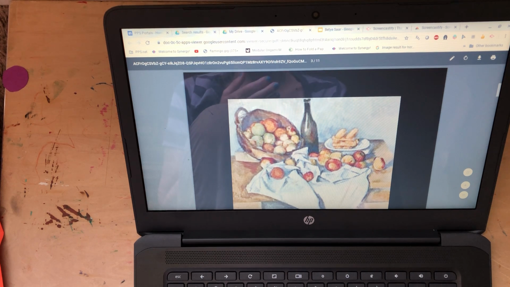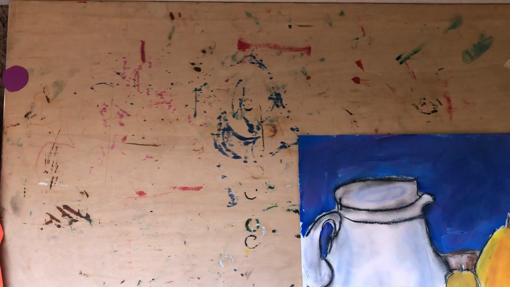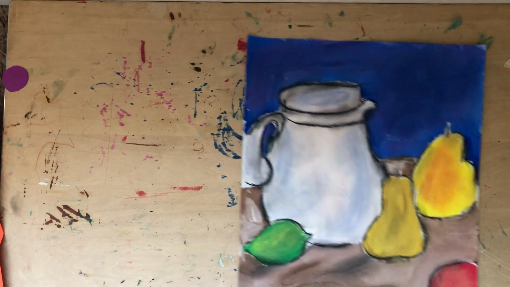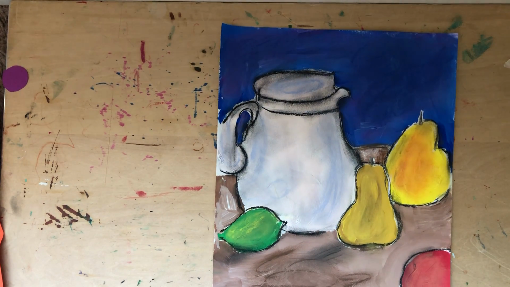You'll notice that Paul Cezanne is using some of the same objects again and again, the same bottle, the same apples, and that's because he is just going around his house and collecting objects. You're going to do the same thing. The piece that we started, the final was going to look something like this, and we talked about a pitcher and then the fruit and then some sort of citrus, a lemon or a lime.